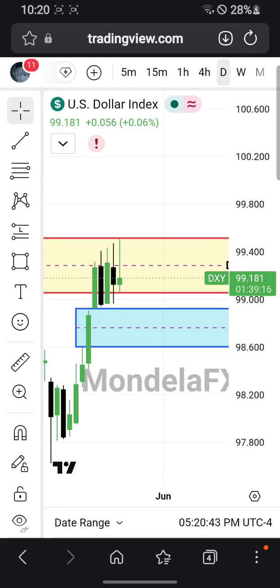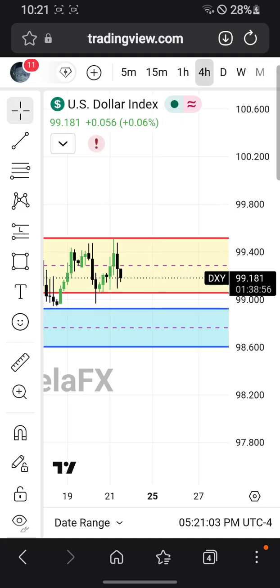So let me take you to a 4-hour chart. This yellow shaded area is a premium. This one here is a discount. So anytime price is trading here, it is supposed to run down. Then let's go to a 4-hour chart now. Let me show you the real origin of the trade.